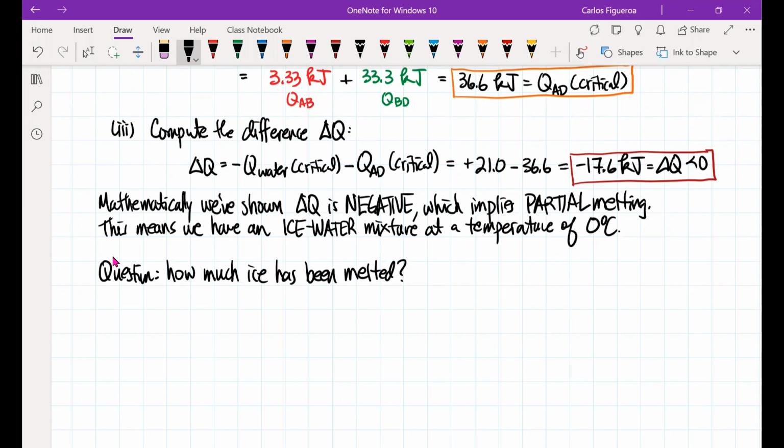And here's where the bar diagrams become really, really important. So remember, we don't know how much that is. We have to calculate that. Okay, we have to calculate that. So let's be careful here.